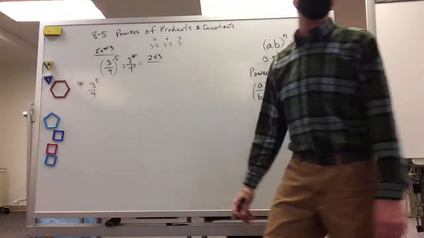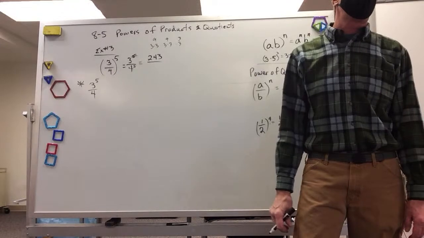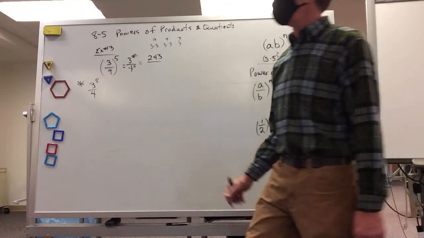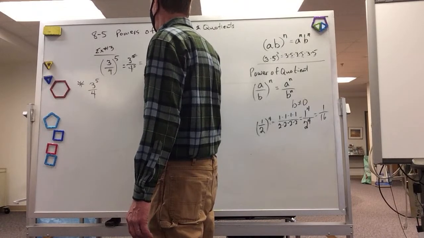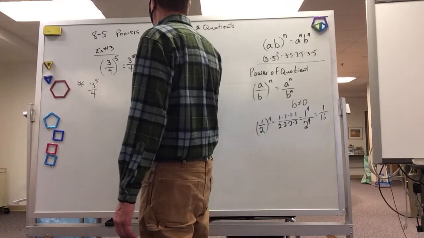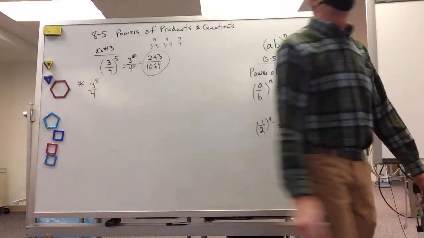So 4 to the 5th. Oh, that one's going to be harder, because you have 4 times 4 is 16, times 4 again. How much is that, Trenton? It's 1,024. 1,024. Do you think you can simplify that?